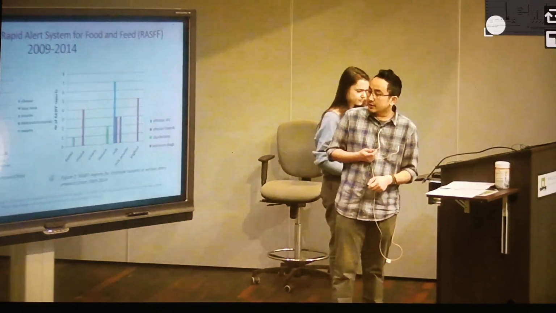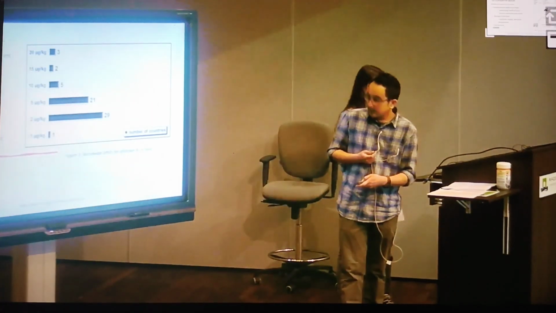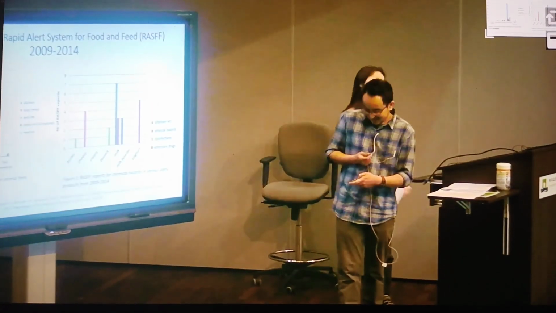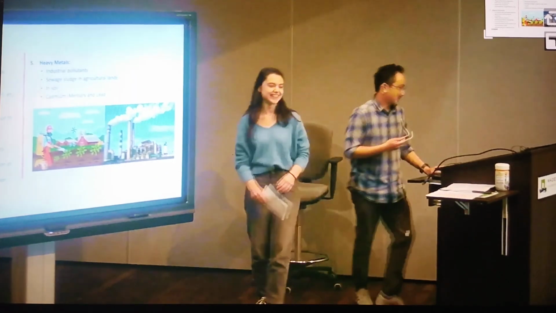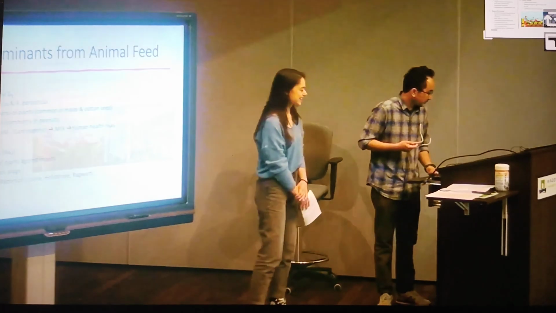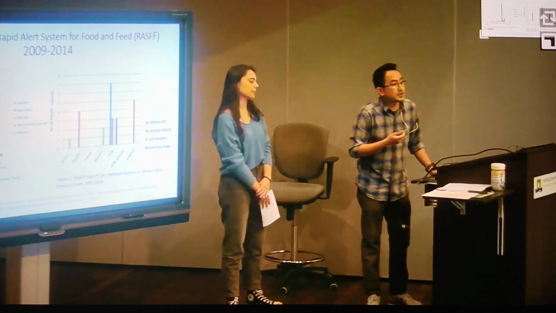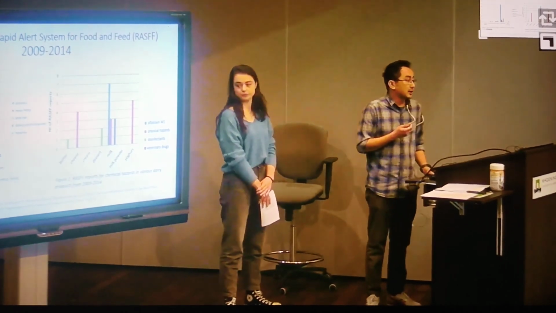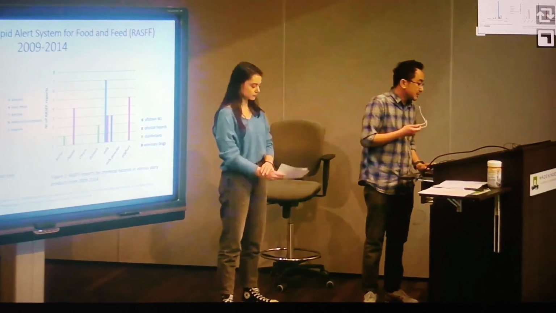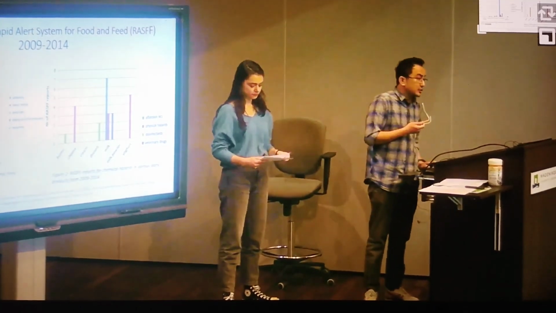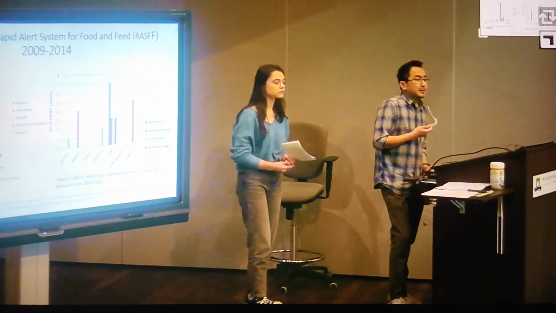As you can see in this graph, the percentage of notification in animal feed is the highest. Percentage of the notification received from the RASFF was the highest in the animal feed sector, which was having a high concentration of aflatoxin in the animal feed materials.